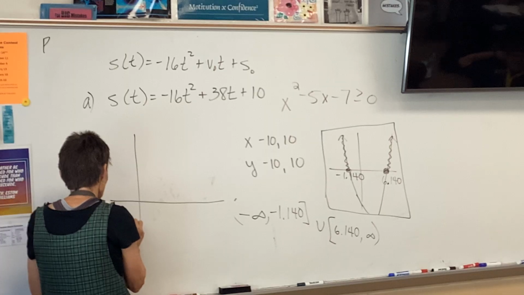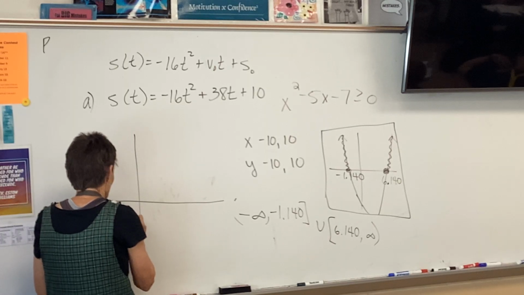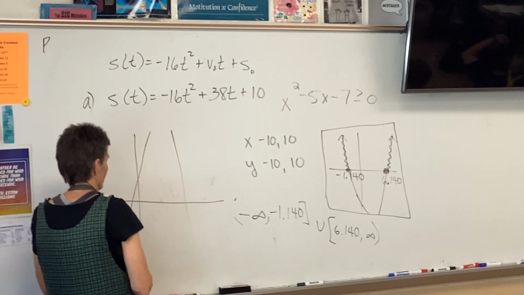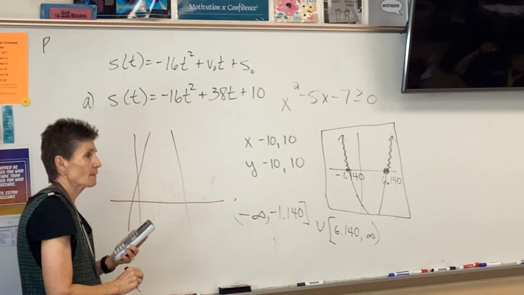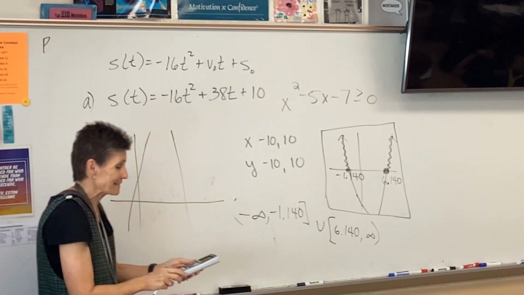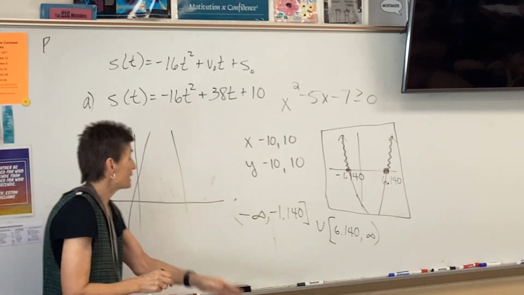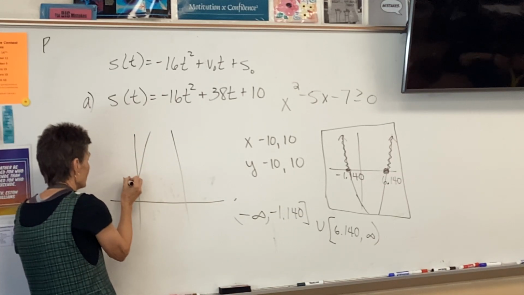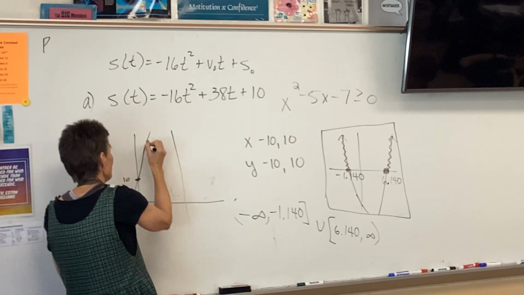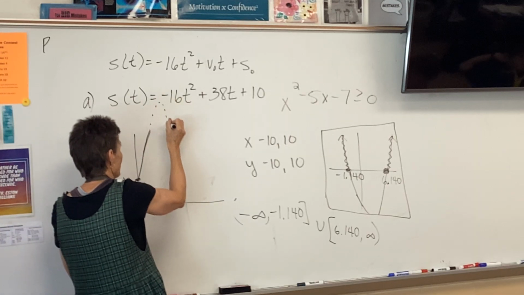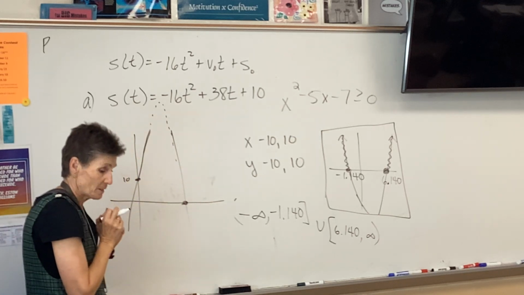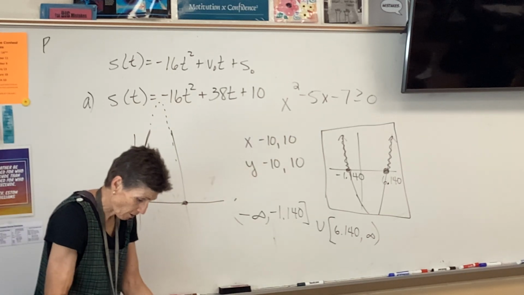And it's kind of squished up, but it looks like this sort of. And that makes sense to me because I am throwing a ball, here's 10 feet up. I'm throwing a ball up into the air, and it's gonna go up and eventually come back down and hit the ground. Would you agree with me? So let's see what the questions are.